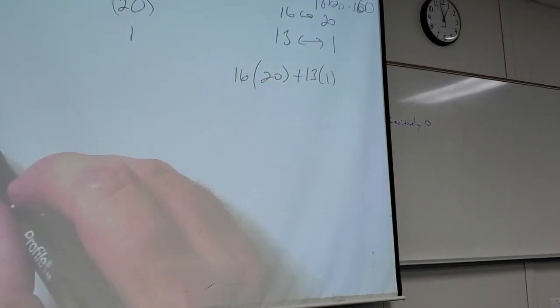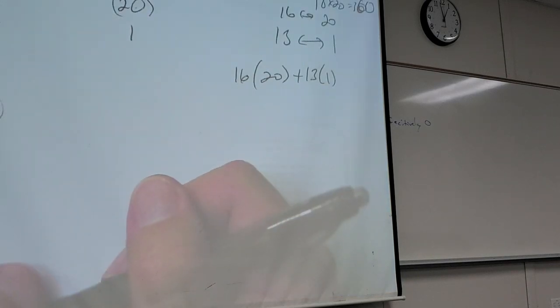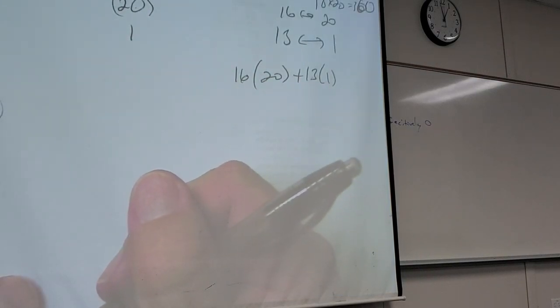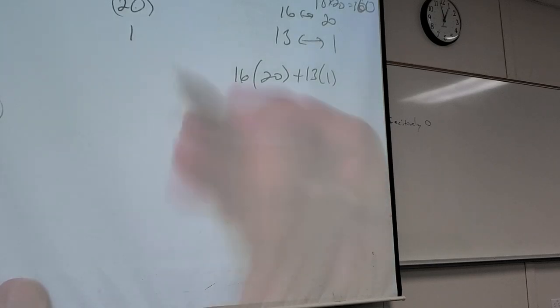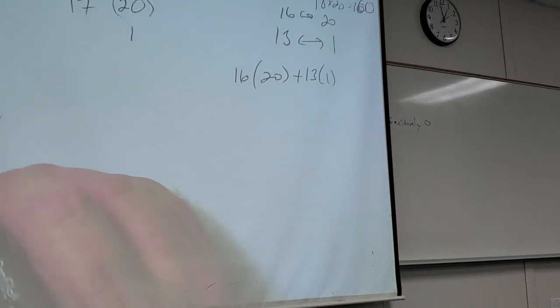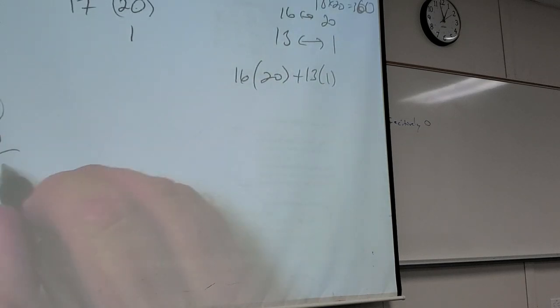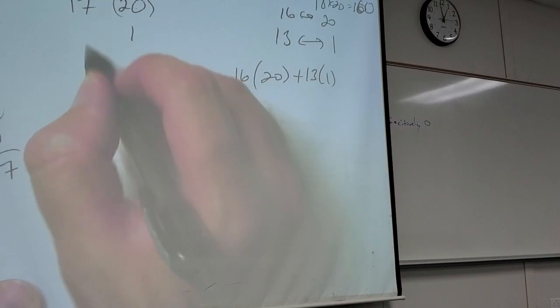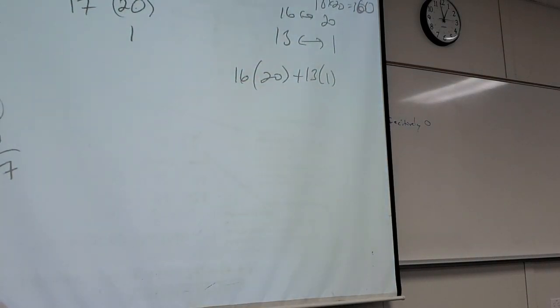You divide 20 into 347. It goes 17. And that's 340, right? So then how much do I have left over for the ones place? That's 7.